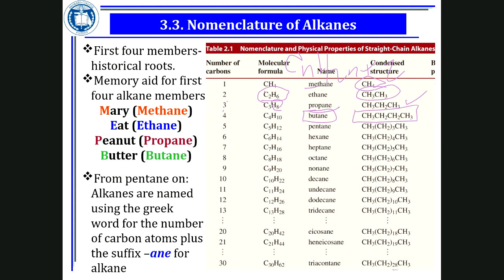So 5 carbon would be pentane, 6 carbon hexane, 7 carbon heptane, and 8 carbon is octane, 9 carbon is nonane, and 10 would be decane, so like a decade. 11 carbon undecane and 12 carbon dodecane, and that's what you need to know. Okay, up to 12 carbon only. There are other examples here. You don't have to memorize the rest.